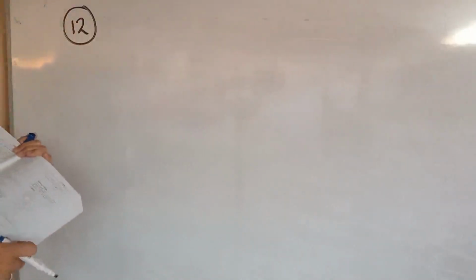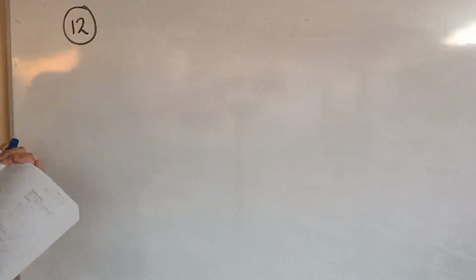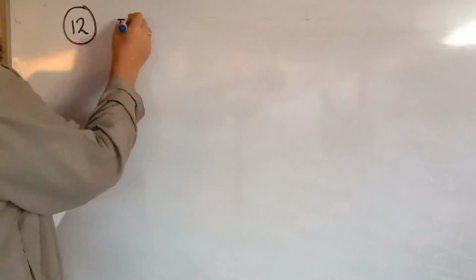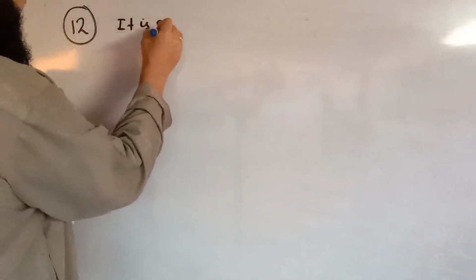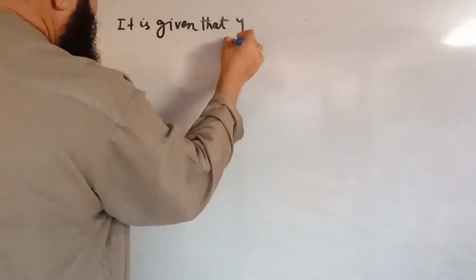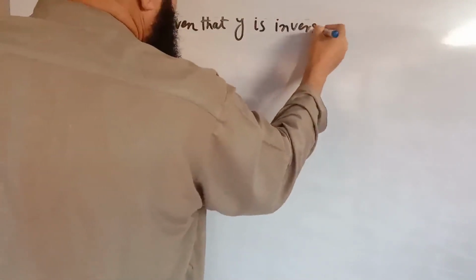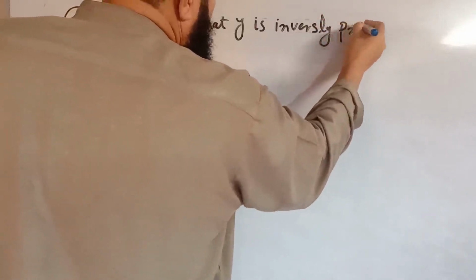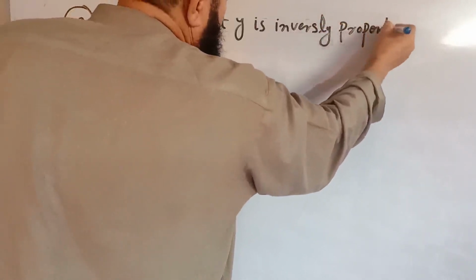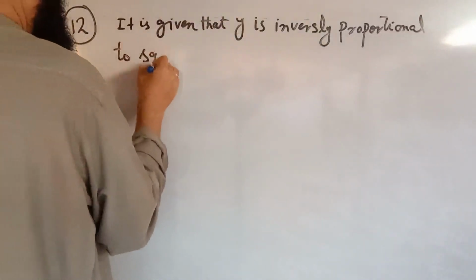Question number 12 is about variations. It is given that y is inversely proportional to square of x.